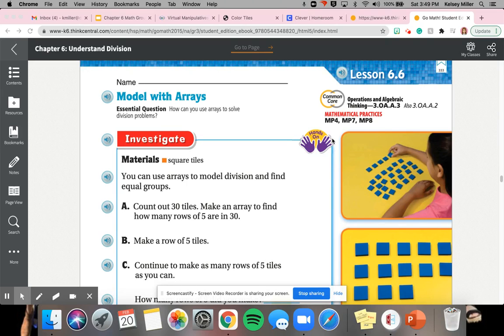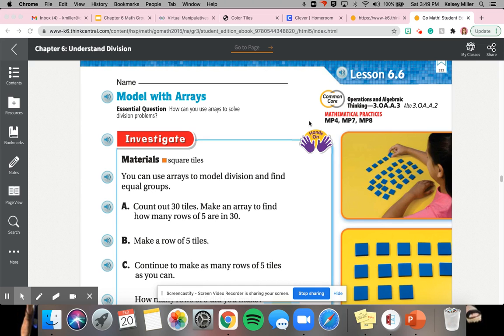Hi friends, today we are going to learn how to model with arrays. We are on the Unlock the Problem for lesson 6.6. The question that we're going to answer today is how can we use arrays to solve division problems? So the two things that you're going to need for this lesson are the investigate on lesson 6.6.